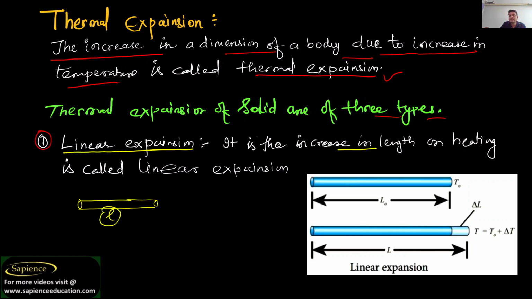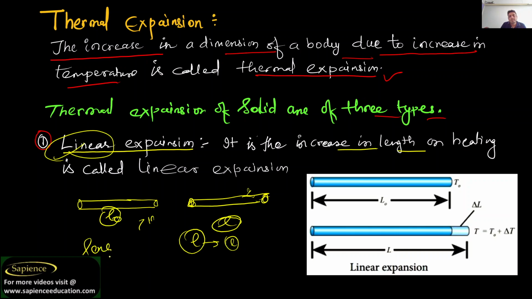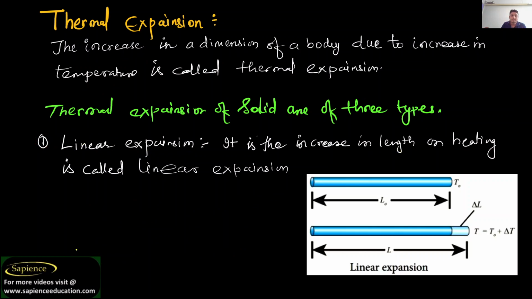So it is the increase in the length. Suppose there is a length L naught, that is your initial length, and when we heat, what will happen? It will try to expand. This is known as linear expansion. There is a change in length. Length increases as compared to the other dimensions, that is area and volume. Mostly we will look after the length only. So this type of expansion is called linear expansion. L for linear and L for length. When we talk about the expansion in length, we consider this as linear expansion. I hope you have understood now.